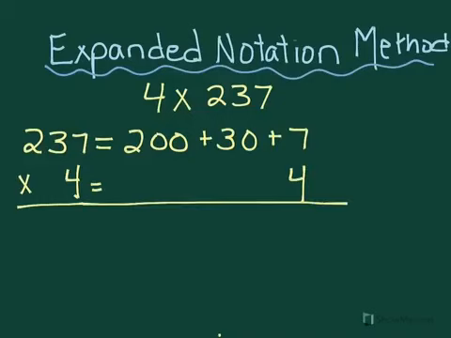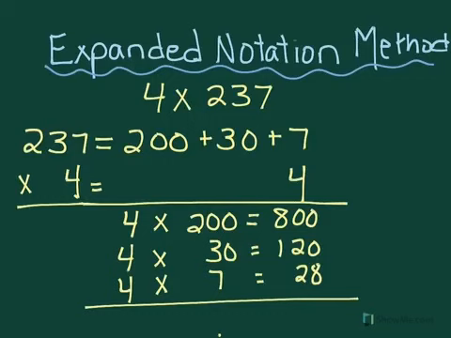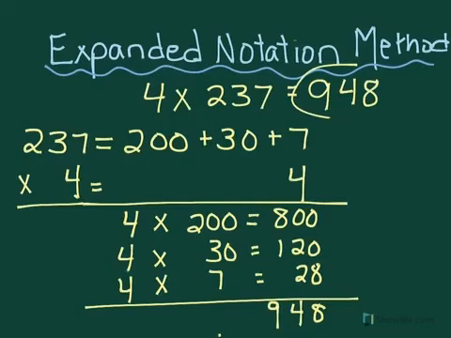Then I take my 4, and since it's 3 digits, I'm going to have 3 multiplication problems. So 4 times 200, which is 800, 4 times 30, which is 120, and 4 times 7, which is 28. If I add those together, I get 948. So that was expanded notation.